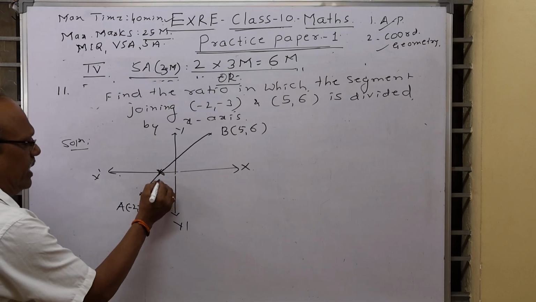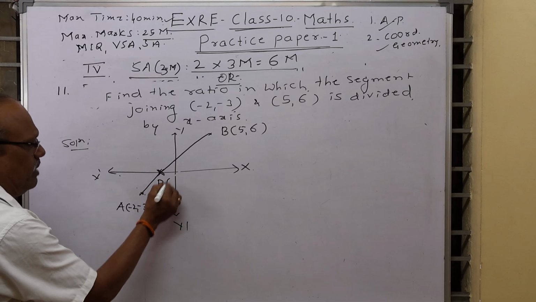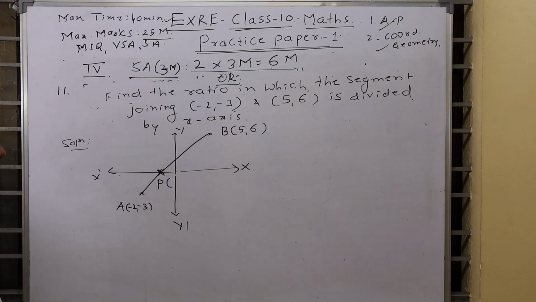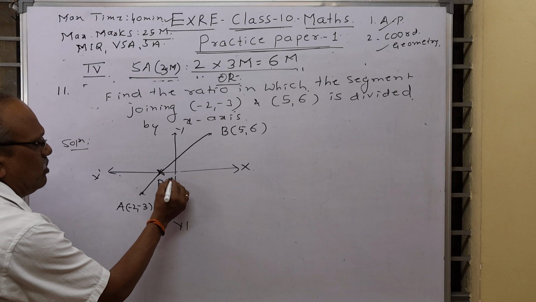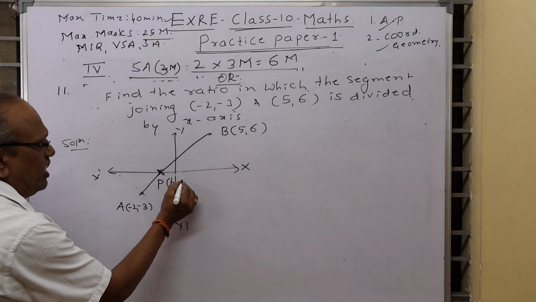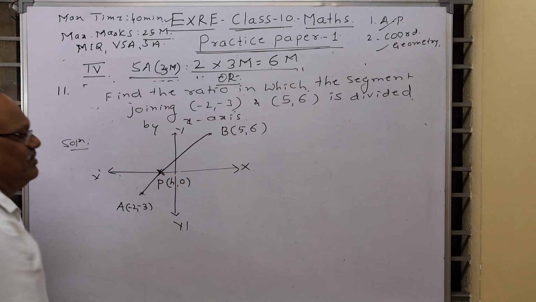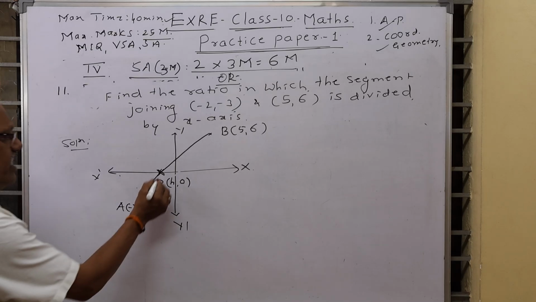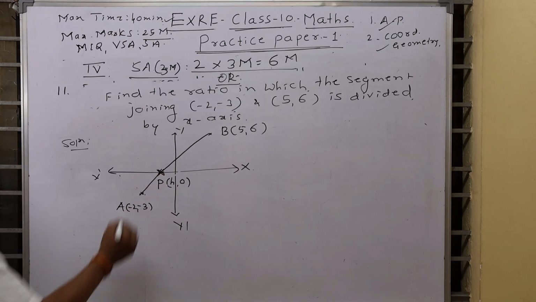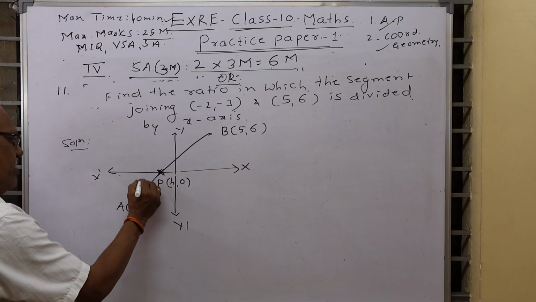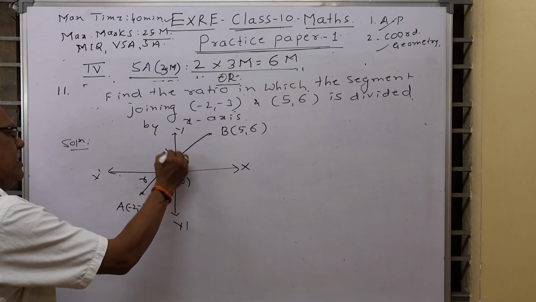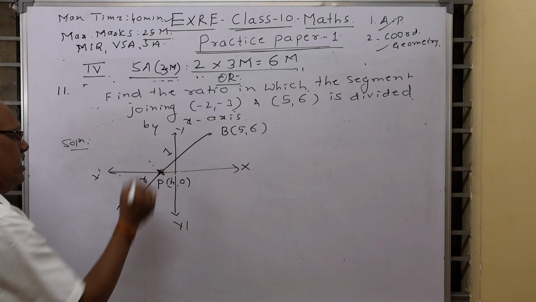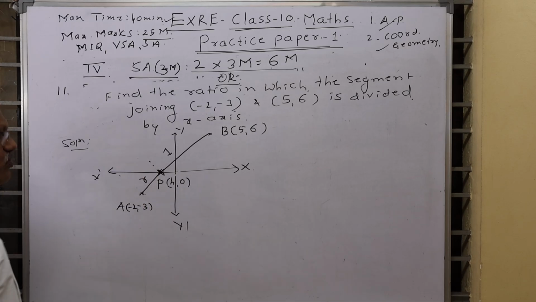You know that on the x-axis, for the point P, the y coordinate is 0. Let me take the x coordinate as h and the y coordinate as 0. So P is (h, 0). Let this particular x-axis divide it in the ratio r:1. It is better if you take the ratio as r:1.